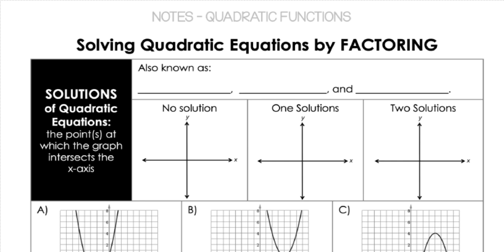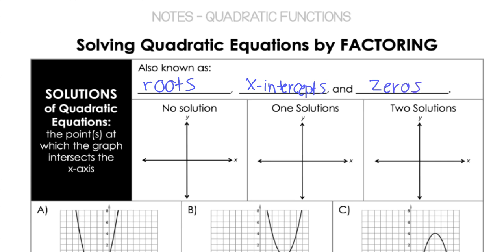So first of all, let's remind ourselves what solutions of quadratics are. What are we trying to find here? Those are the points where the graph is intersecting the x-axis. Sometimes they are also called roots, and you'll see why in another lesson. They are also called x-intercepts, which is what we're going to focus on today. And they are also called zeros.